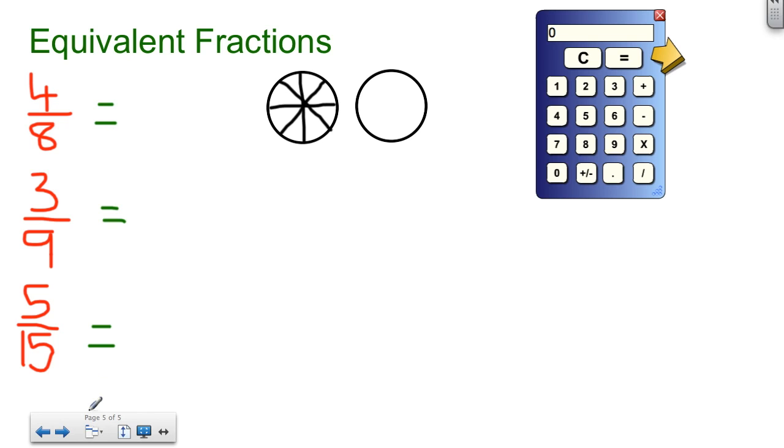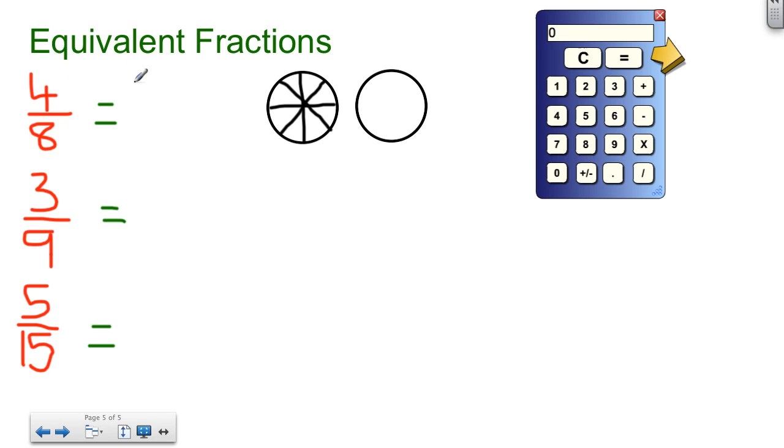The first thing I normally do is see whether the numerator can be divided by itself, which it always can be. You can always divide a number by itself and you'll get the answer of 1. But then, does it also divide into the denominator? That's where it can get a bit tricky. It takes a little bit more working out.